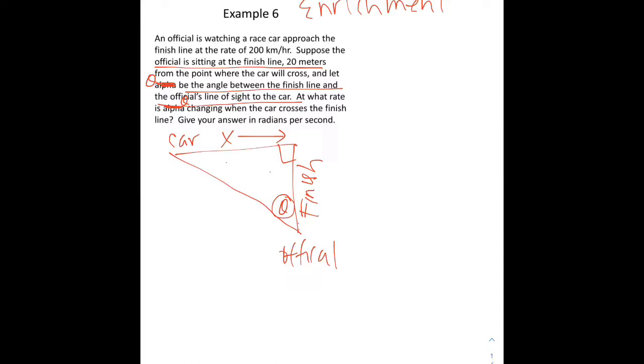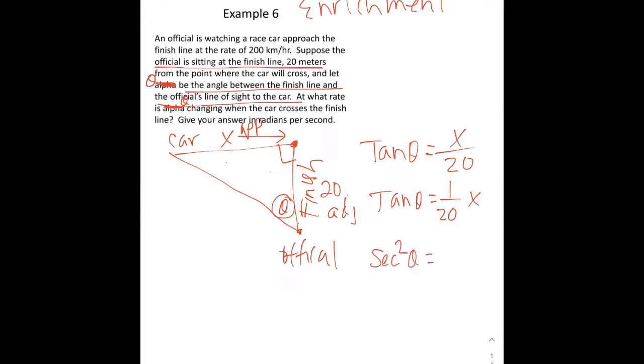All right, here we go. So we know that this distance from where the car finishes to the official is 20. And so this is an adjacent side. This is an opposite side. So we're going to pull a tangent. The tangent of theta is equal to x over 20. I can think of this as the tangent of theta is equal to 1/20th x. So when I differentiate both sides, I get that the secant squared of theta is equal to 1/20th. But we have to do this with respect to time. So that means I have to include a d theta/dt, and that is going to be 1/20th dx/dt.